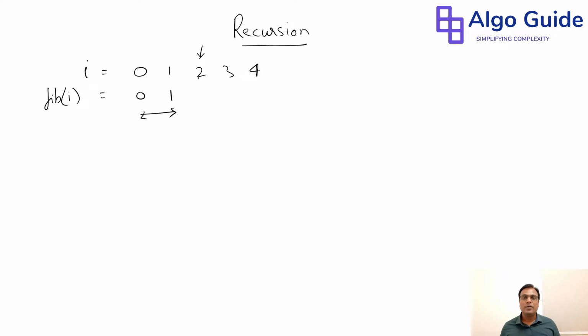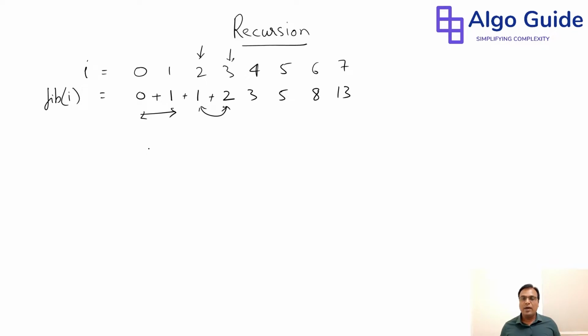That is, for the second term it will be the 0th term value, that is 0, plus the first term value, that is 1. So 0 plus 1, this will be the value for the second term. For the third term, it will be 1 plus 1, that will be 2, and for the fourth term, it will be 1 plus 2, which is 3. Similarly, the fifth term will be 5, the sixth term will be 8, and the seventh term will be 13.